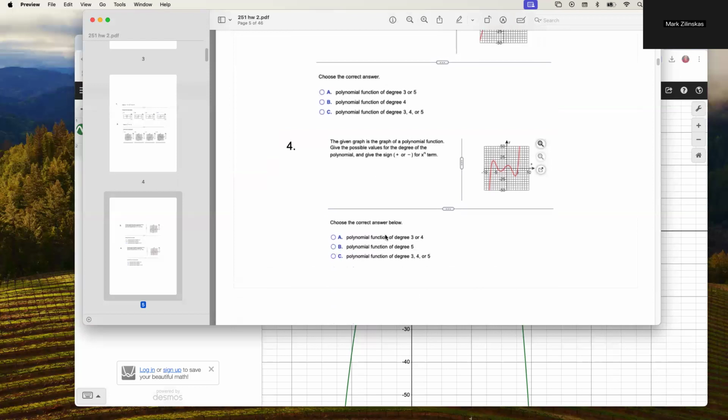Okay. So for this particular one here, for number 4, I count 1, 2, 3, 4 turning points. So this one must be 5 or higher. Okay. So out of these answers here, again, B would be the best one because anything that would be even would be incorrect. So the only option here would be B. Again, 1, 2, 3, 4 turning points. So it has to be degree 5 or higher.